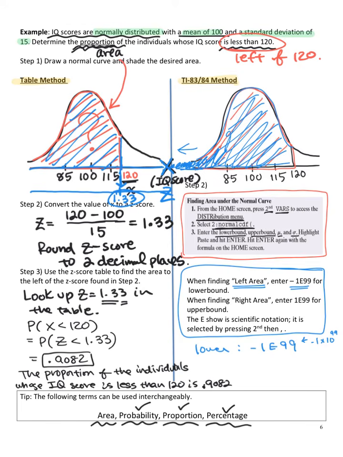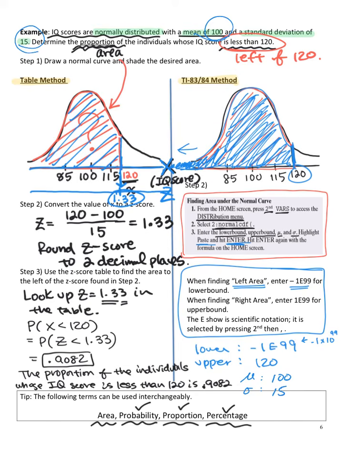And the upper bound is the borderline number, which is 120, where the shaded area stops. So 120, that's the upper. And mu and sigma, we already know these values: 100 and 15. So type these numbers, and that's pretty much it for the entry. All you need to do is highlight paste, and then hit enter twice.